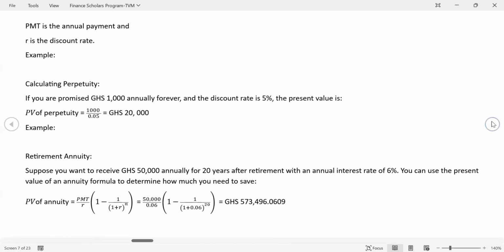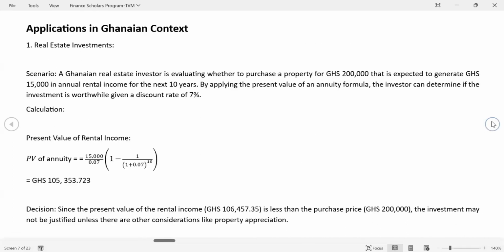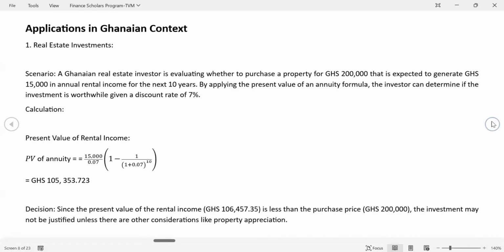So for this, you just have to take your time and take notes, all right. Then we have applications in the Ghanaian context. We have real estate investment as an example. Scenario: a Ghanaian real estate investor is evaluating whether to purchase a property for 200,000 that is expected to generate 15,000 in annual rental income for the next 10 years. By applying the present value of annuity formula, the investor can determine if the investment is worthwhile, given a discount rate of 7%. So you can try your hands on that, right? Which will help, I think.